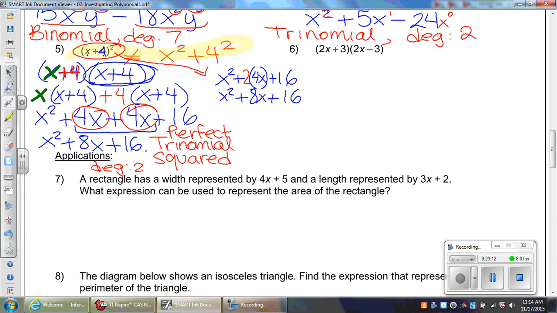Actually, very important. All right, now number 6, that's the last one I will do with you, and then you will do 7 and 8 within your groups. So we're going to do the same thing we've been doing. We take the 2x, and we multiply that times this binomial, 2x minus 3. Then we take the plus 3, and we multiply it times the binomial here, 2x minus 3.